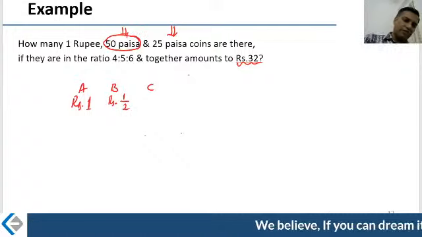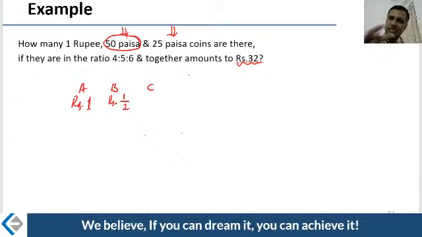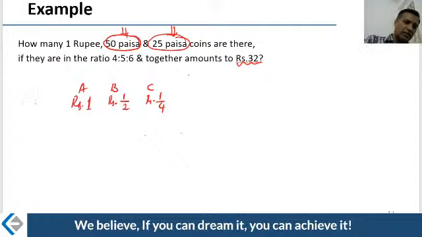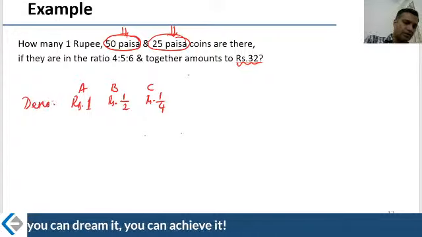Then I have a certain currency, I'm calling it C, which is in the form of a quarter rupee, 25 paisa. That's a quarter rupee, rupees 1 by 4. Hey, what about the quantity, friends? Now these are the denominations. What I'm writing here is the denomination.